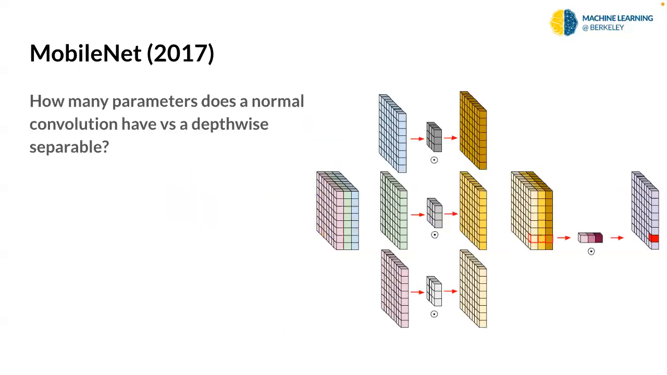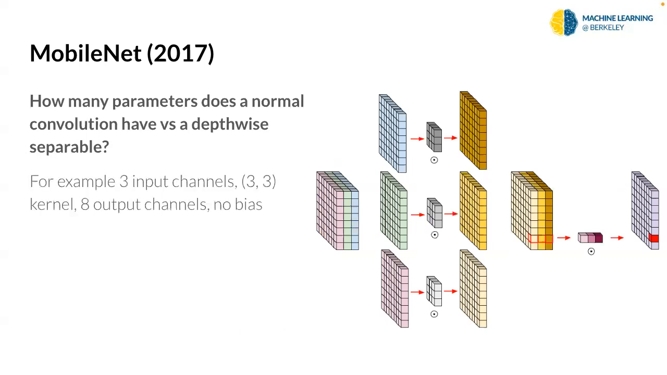So let's do a small example. How many parameters does a normal convolution have versus a depth-wise separable convolution? In this example, let's say we have 3 input channels, so an RGB image, we have a 3 by 3 kernel, and we have 8 output channels with no bias. Why don't you turn to your partner and try to calculate this? As a quick reminder, in a depth-wise separable convolution, we're going to have a 3 by 3 by 3 block, and then we're going to have 1 by 1 convolutions for as many output channels as we want.